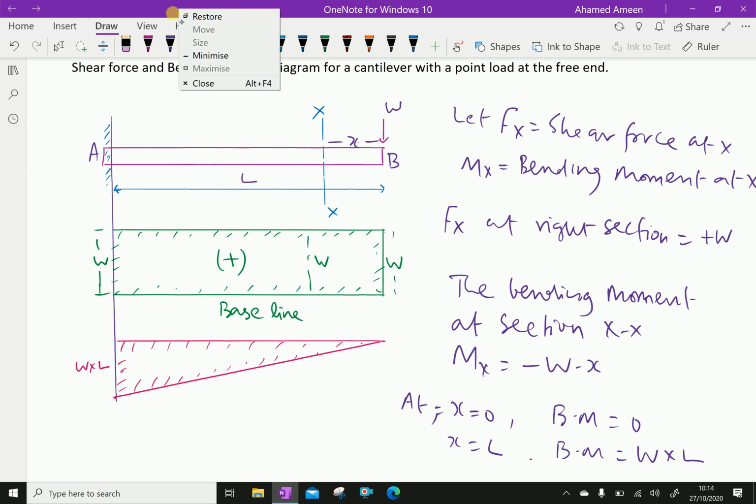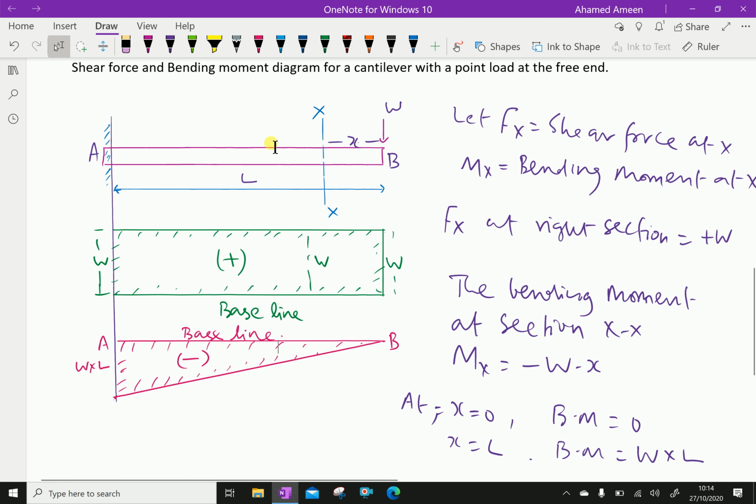It's negative, so we are keeping it below. The point B, the point A. Here the baseline. From the baseline we are drawing downward. This is the method for drawing the shear force and bending moment diagram when the load is at one end.